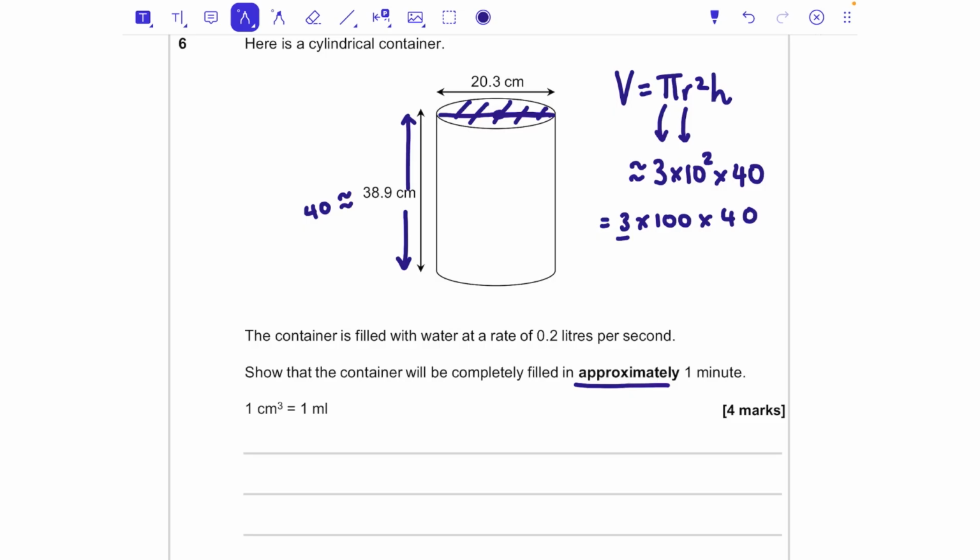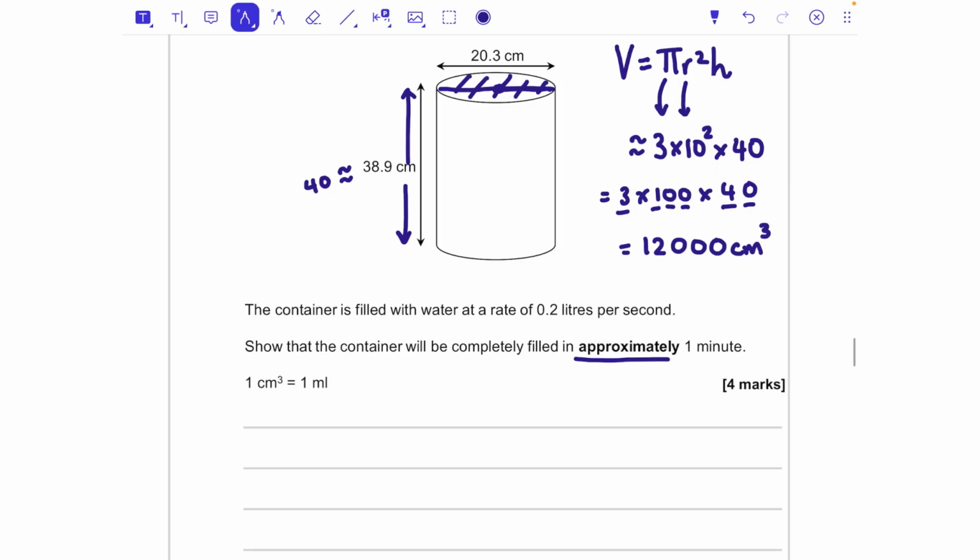And I'm going to do 3 times 1 times 4, which is just 12. And then I've got to make it 100 times bigger for here and another 10 times bigger for here. So that is going to be 12,000 centimetres cubed. Now we're told that 1 centimetre cubed is 1 millilitre. So I know that 12,000 centimetres cubed is 12,000 millilitres.